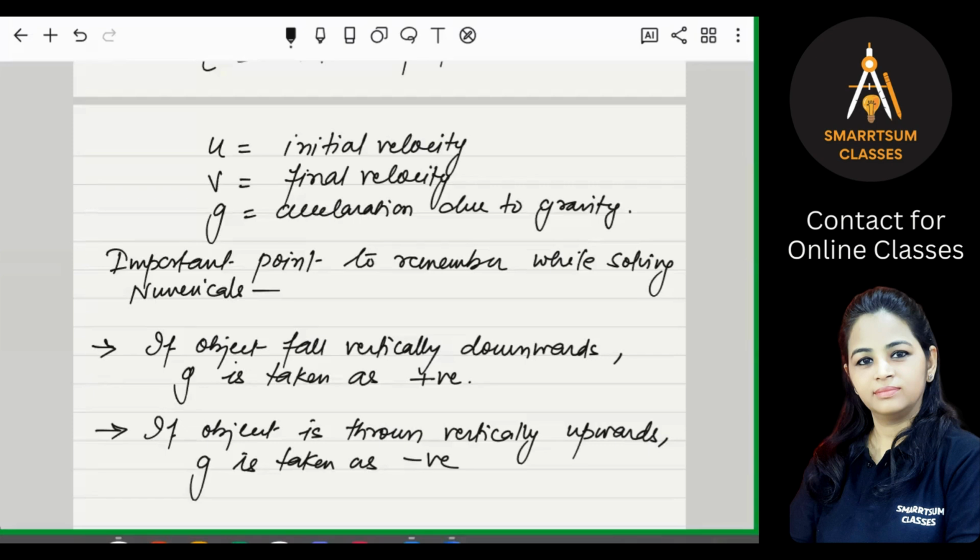Now, when the object is falling vertically downwards, G is taken as positive and u will be 0, okay? When the object is thrown vertically upward, G will be taken as negative and v will be 0. Final velocity will become 0 after a certain height. And if it is falling from some height, then initial velocity will be 0. If you're throwing any object in the upward direction, then its final velocity will be 0. Is that clear?